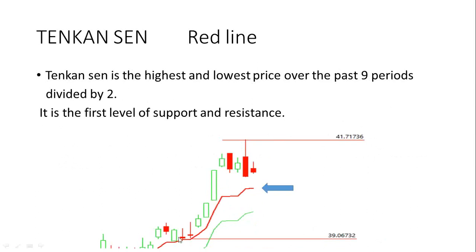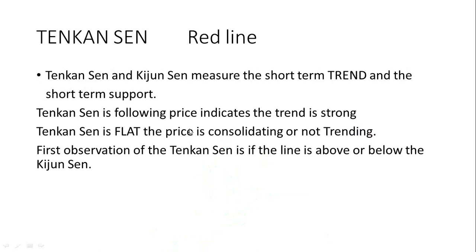When you overlay this on a chart, you'll notice that often in a very bullish market, price will respect the Tenkan-sen line and continually trade above it, coming back to test it every now and again. That's a very, very good sign. On the Dow chart that we looked at earlier, the Tenkan-sen line has been an incredible support on the movements of the Dow over the last few years. The Tenkan-sen and the Kijun-sen measure the short-term trend and short-term support. If the Tenkan-sen is following the price, it indicates the trend is strong.